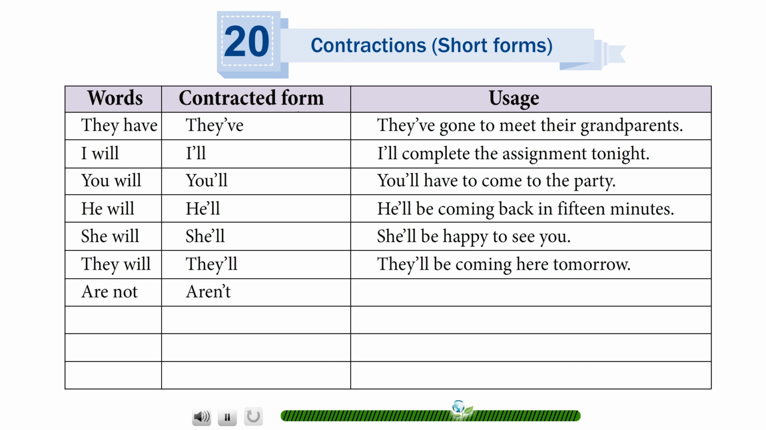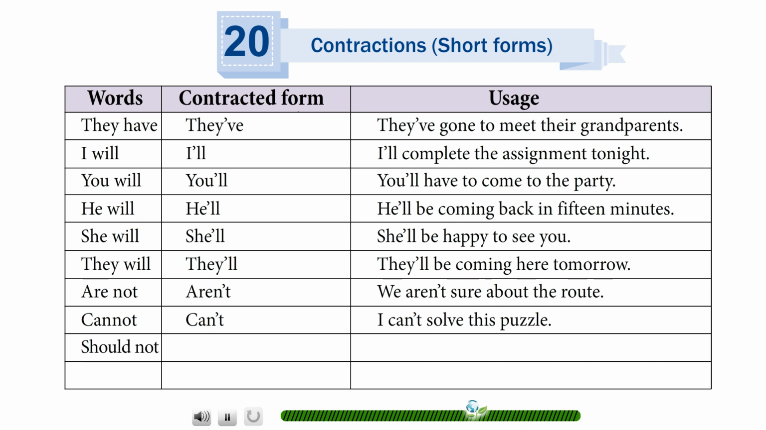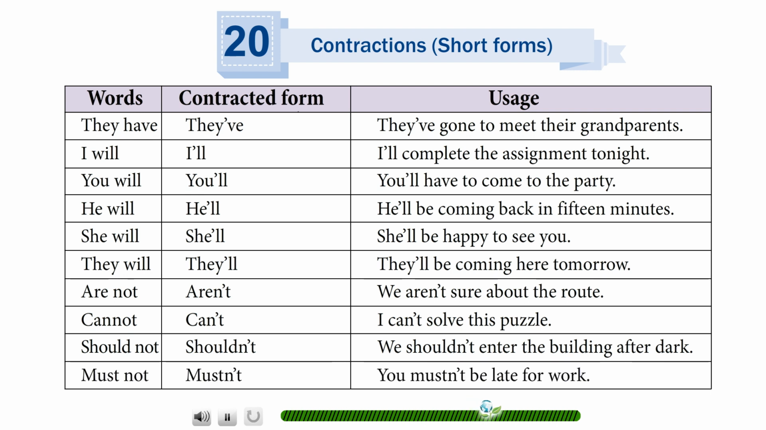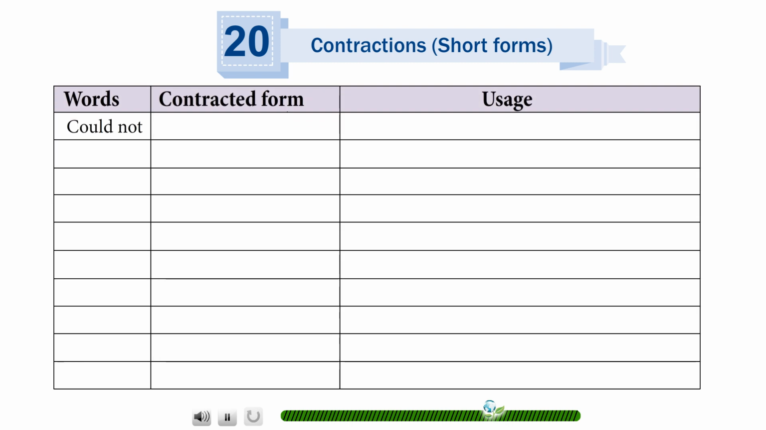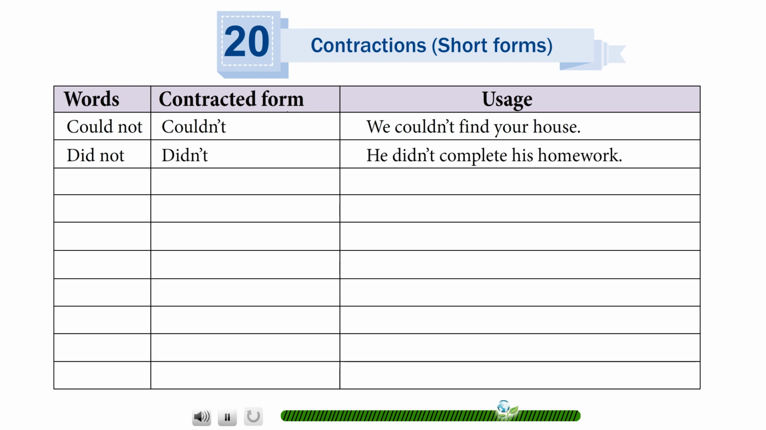Are not, aren't. We aren't sure about the route. Cannot, can't. I can't solve this puzzle. Should not, shouldn't. We shouldn't enter the building after dark. Must not, mustn't. You mustn't be late for work. Could not, couldn't. We couldn't find your house. Did not, didn't. He didn't complete his homework.